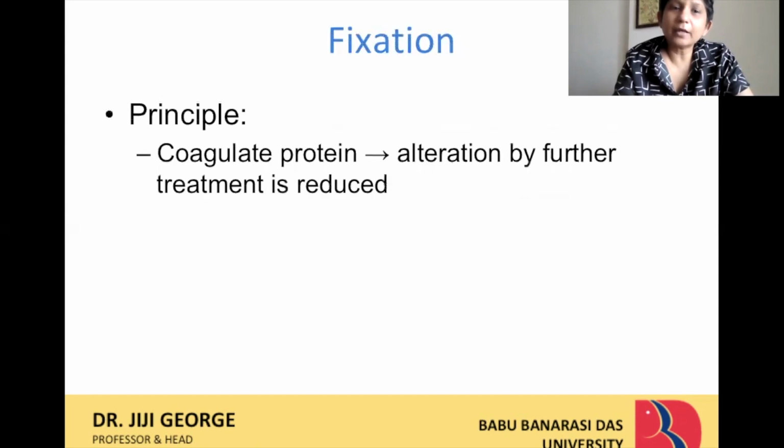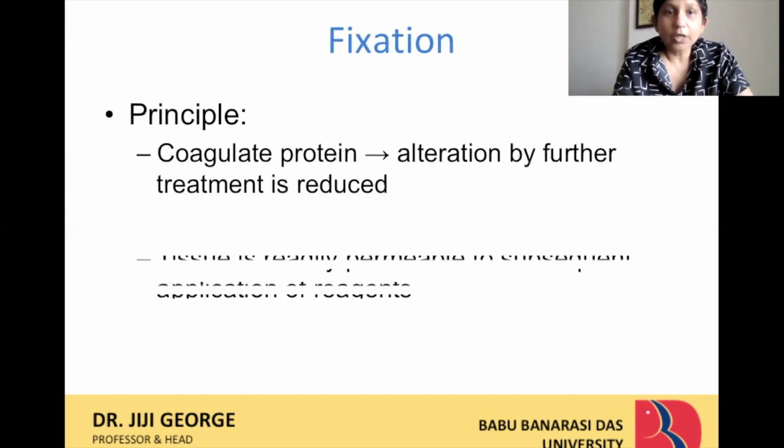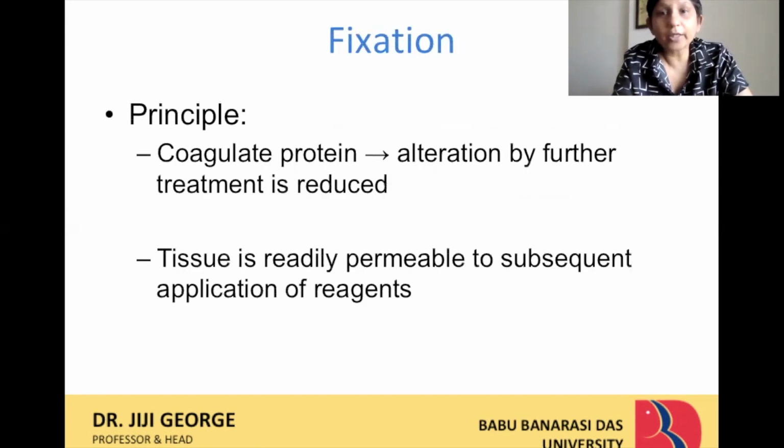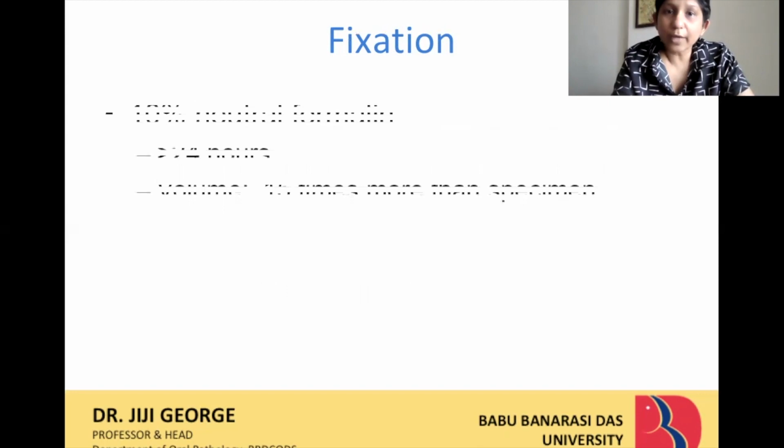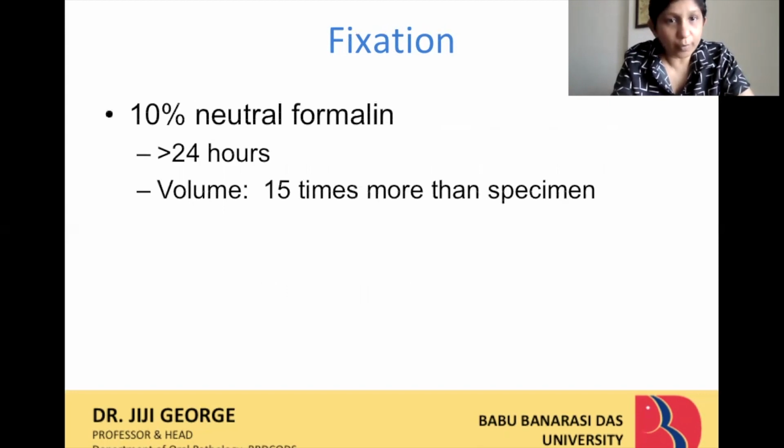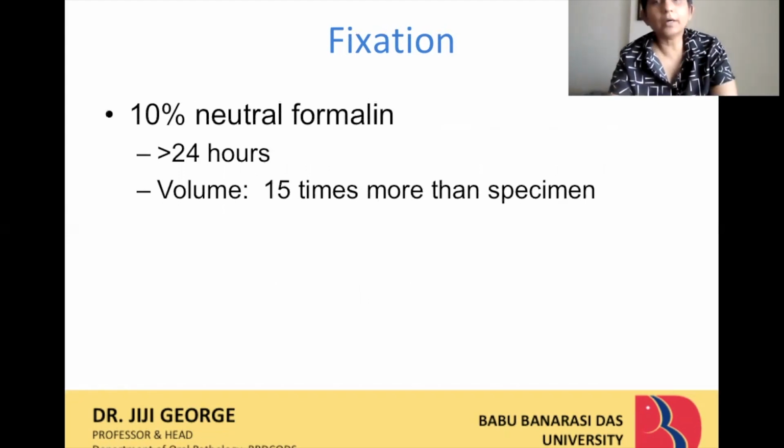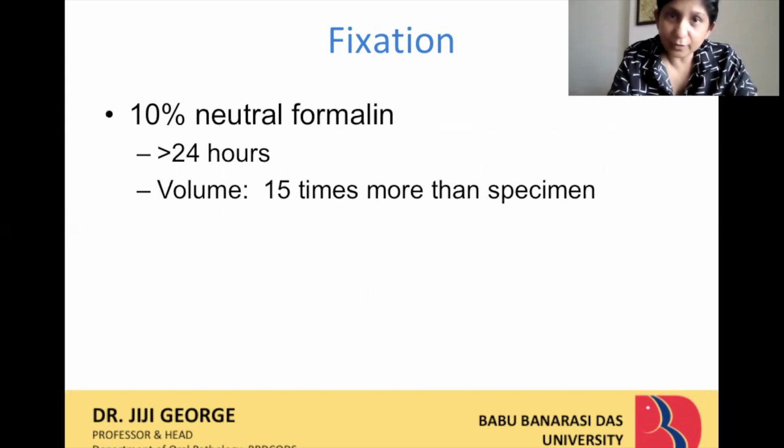And after that, we come to fixation. So the first step of fixation is coagulation of the proteins. That is, alteration by further treatment is reduced. Tissue is readily permeable to subsequent application of reagents. So as I said, we use 10% neutral formalin. We put it into this formalin for more than 24 hours, depending upon the size of the tissue. The bigger the tissue, the larger the amount of time you have to place it in formalin.